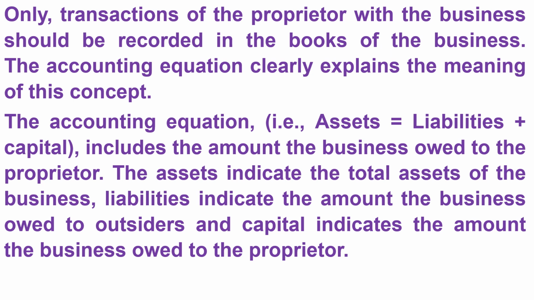The accounting equation clearly explains the meaning of this concept. The accounting equation, that is, assets equals liabilities plus capital, includes the amount the business owed to the proprietor. The assets indicate the total assets of the business, liabilities indicate the amount the business owed to outsiders, and capital indicates the amount the business owed to the proprietor.